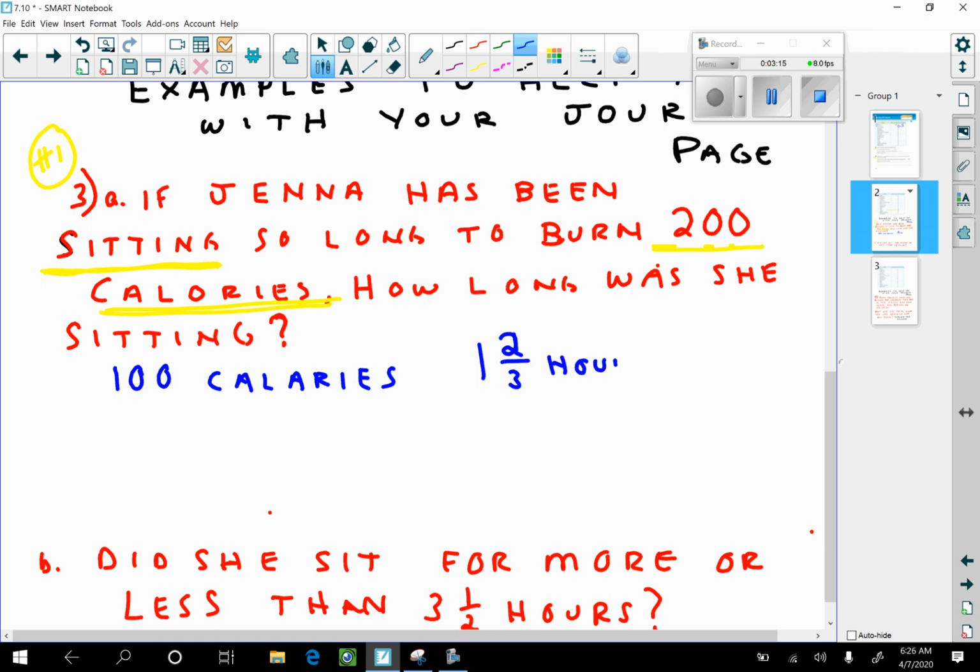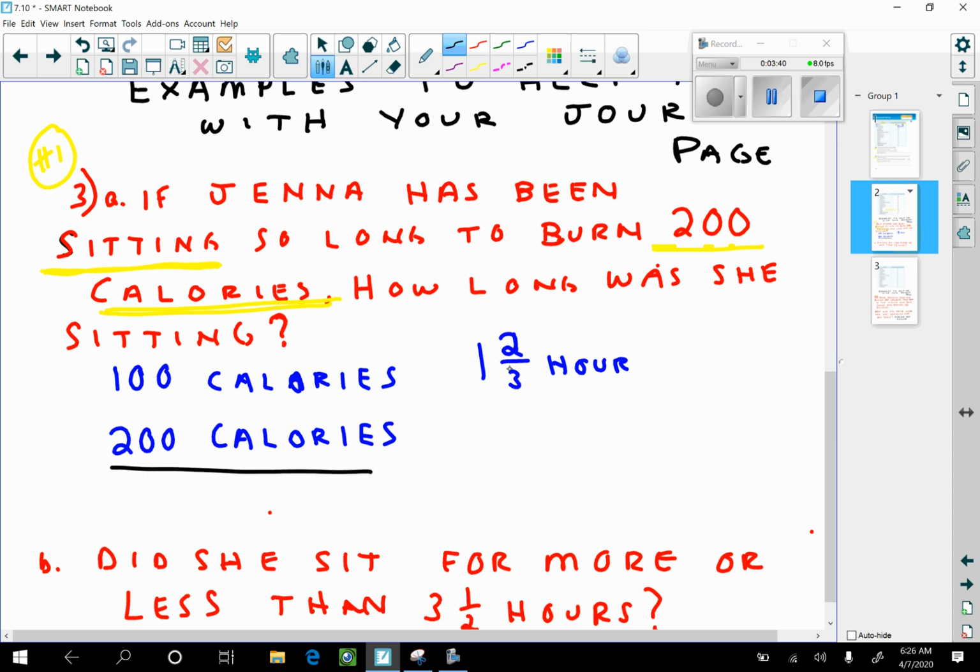Well, she burned 200 calories sitting. This is what's given in the table. So I'm going to write a 200 here. This is what I want. Let's spell calories correctly. There we go. She burned 200 calories. How long was she sitting?